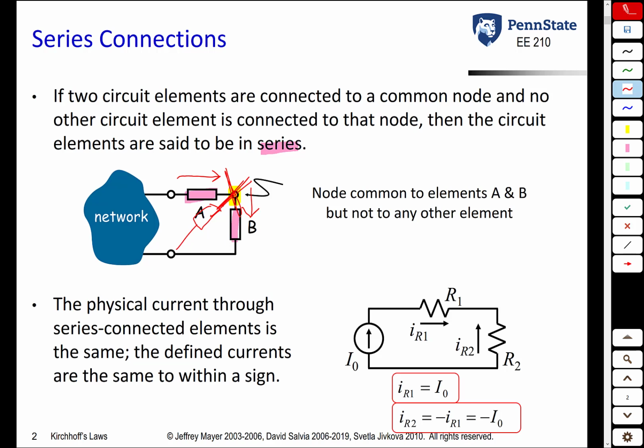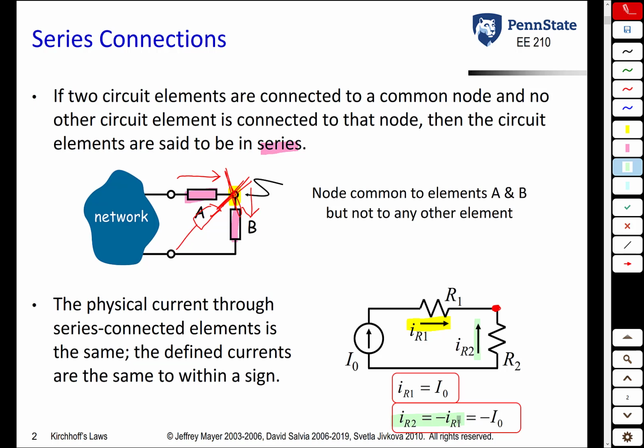When you have two components that are in series, they have the same physical current. If you have current variables, they're going to either be identical or opposite in sign. In this example below, R1 and R2 are in series because they share the same node up here. We have two different current variables, IR1 and IR2. IR1 is the current flowing through R1, IR2 is the current flowing through R2. Because the current arrow direction is opposite for IR1 and IR2, we see that they are not the same, they are opposite of each other.